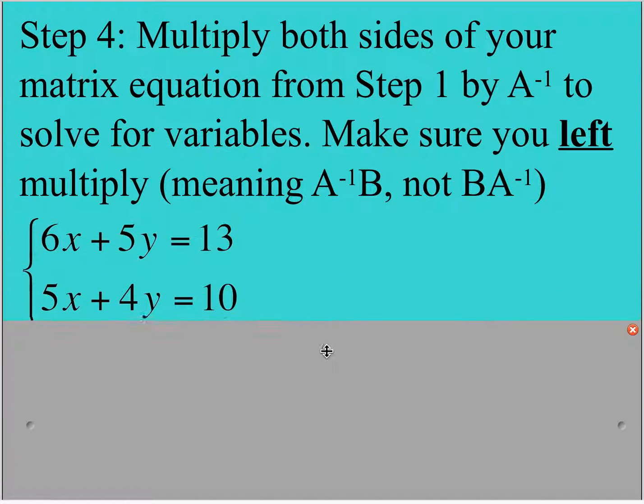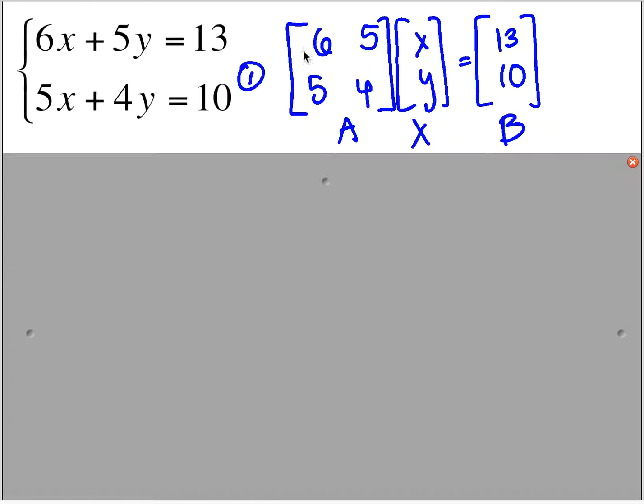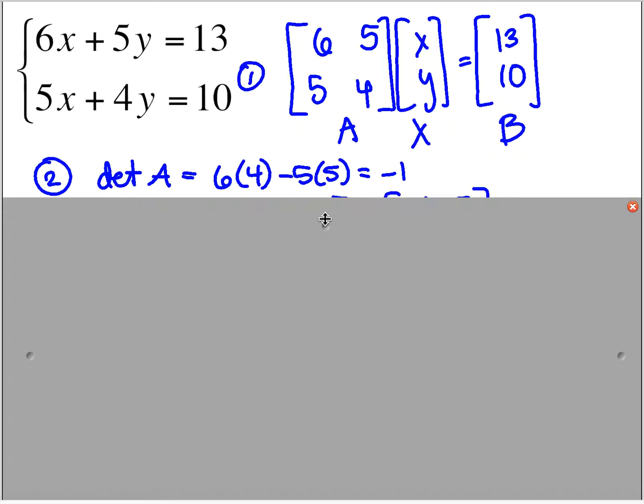So the example we have here is 6x plus 5y equals 13, and 5x plus 4y equals 10. So the very first thing that we need to do is to write this into a matrix equation. And so here's matrix A, those are my coefficients. My variable matrix is x and y, and then my constant matrix is the B matrix, so 13 and 10. The second step is to calculate the determinant of matrix A to make sure that we can solve the system using matrix inverses. And so the determinant would be 6 times 4 minus 5 times 5, or 24 minus 25, which is -1.